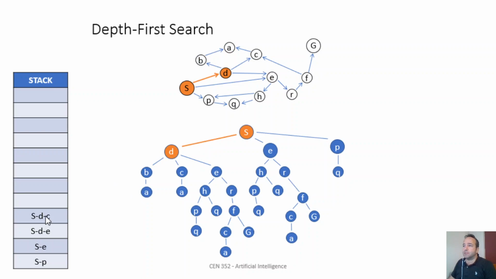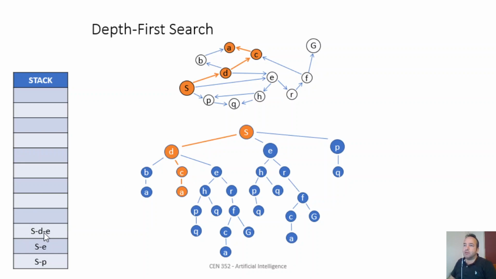Now, which one is next? The STC is the next one. We open STC. After C, there is only one child, it is A. The child will be added here, and this is our path now. We check the A. Is there anywhere to go? No. Then we remove that path again. So this path is not going to be in our stack.